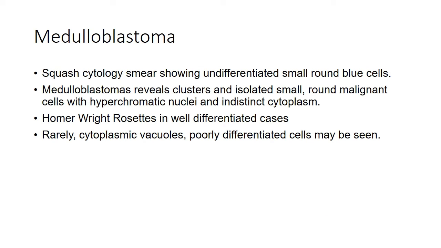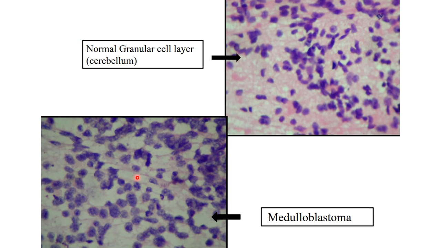So medulloblastoma. Now medulloblastoma in a squash smear usually shows undifferentiated small round blue cells. It's a small round blue cell tumor, and these cells may either be present in clusters or isolated. Each of these cells has hyperchromatic nuclei with indistinct cytoplasm. Some degree of Homer Wright rosettes may also be seen in well-differentiated cases, and rarely you can also make out cytoplasmic vacuoles. So we see here that this is a case of a medulloblastoma, and we compare it with the normal granular layer of the cerebellum.